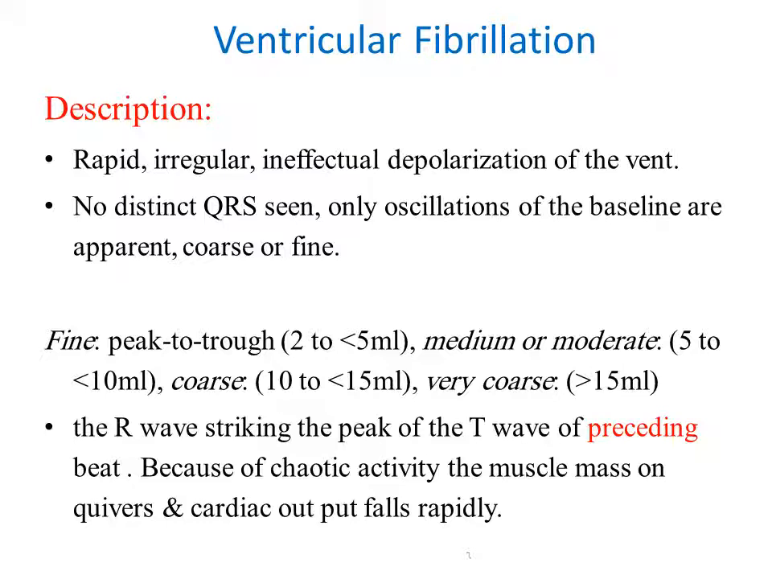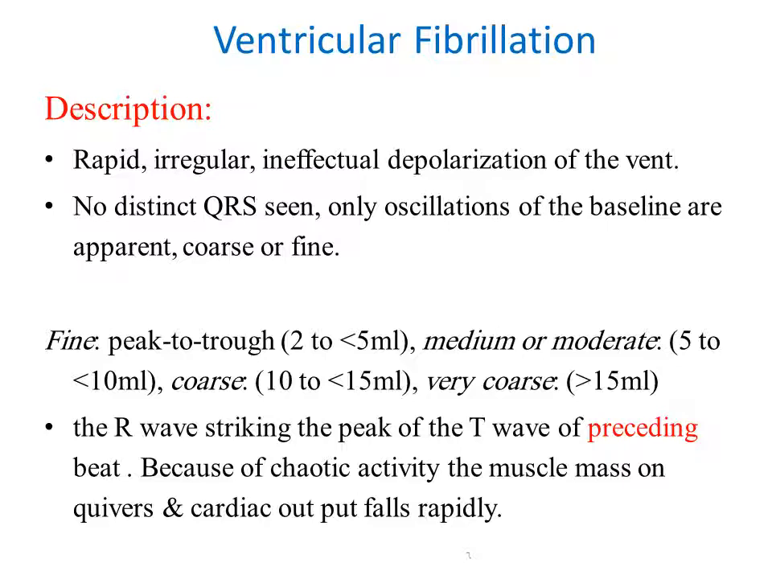Ventricular fibrillation. The same definition as atrial fibrillation, but instead of the word atrial we put ventricular. It is ineffective, uncontrolled, irregular depolarization or movement of the ventricles. I didn't say ventricular contraction. There is no QRS, in which the ventricular cells depolarize and repolarize in different directions. So there is no rhythm, no distinct, no clear P, QRS or T wave. Only oscillations, like descending hills and mountains.